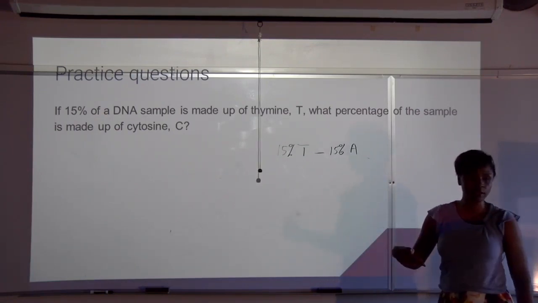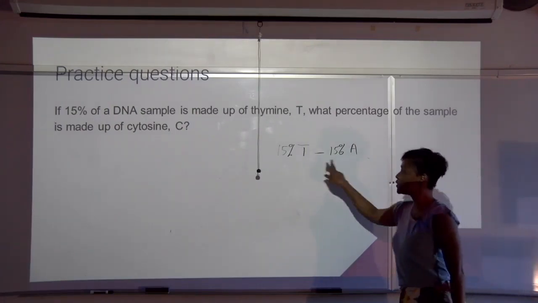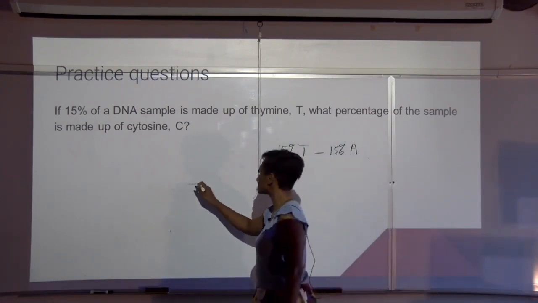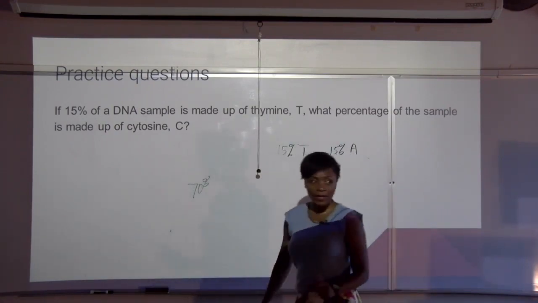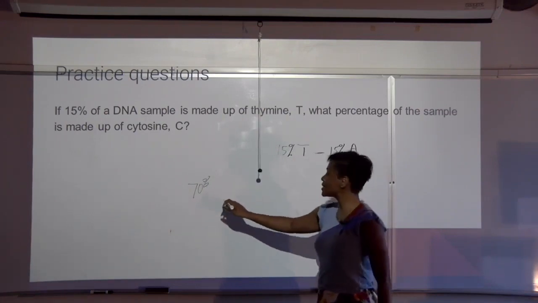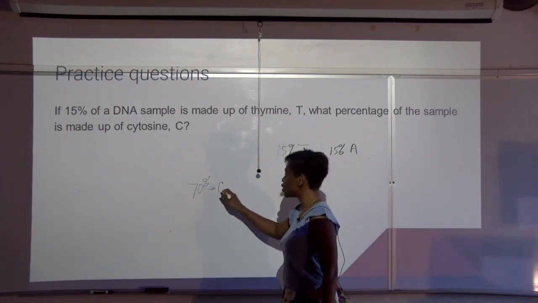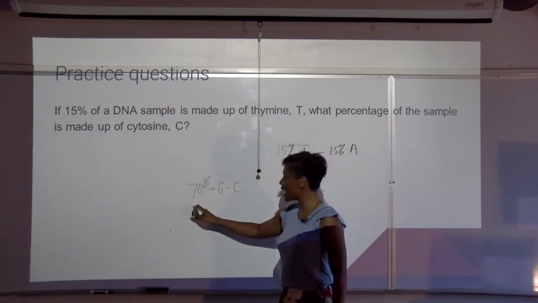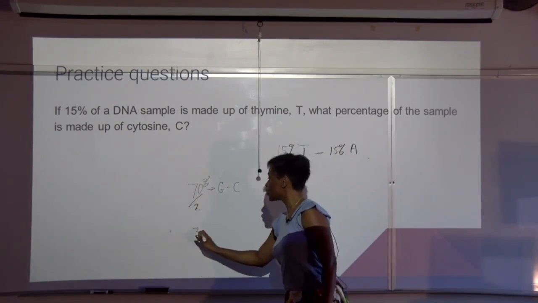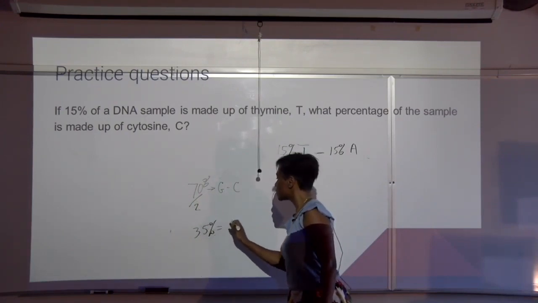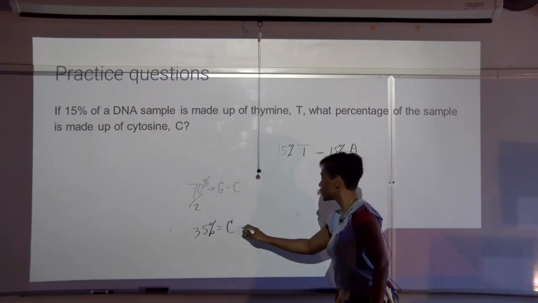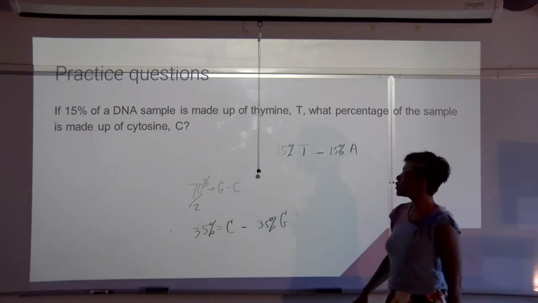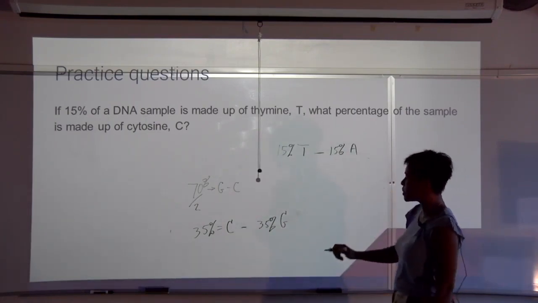What percentage is left over? Because there's 15 and 15, so that's 30. So you have 70% left over. That 70% can be made up of G or C. We want to know how much is made up of C. So divide that in half, and you get your 35% would equal C, which gives you the other 35% would be G.